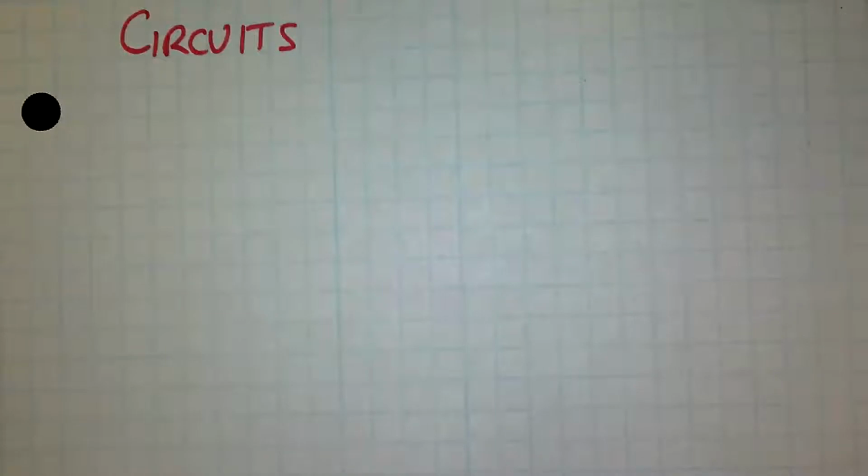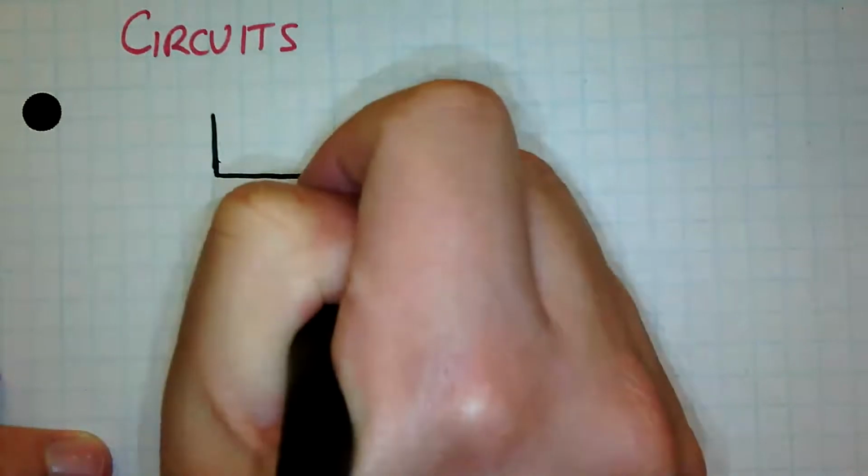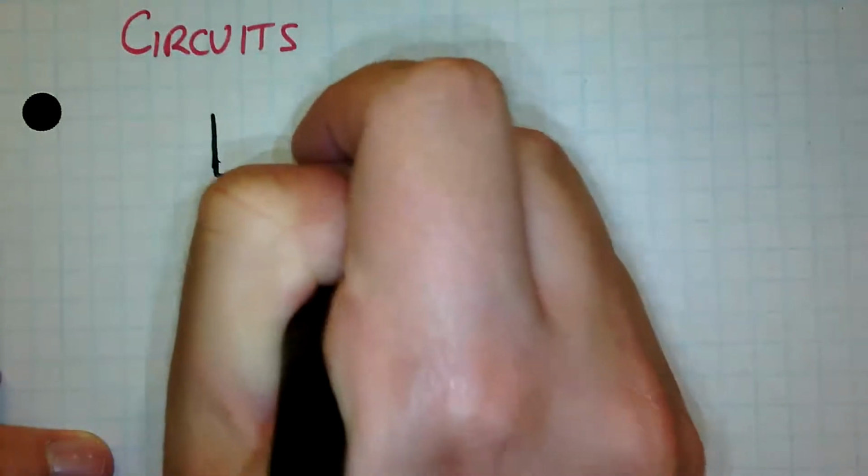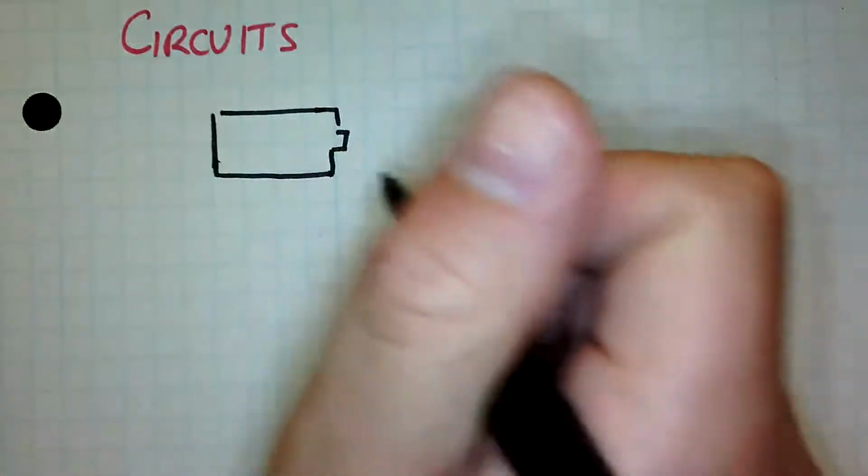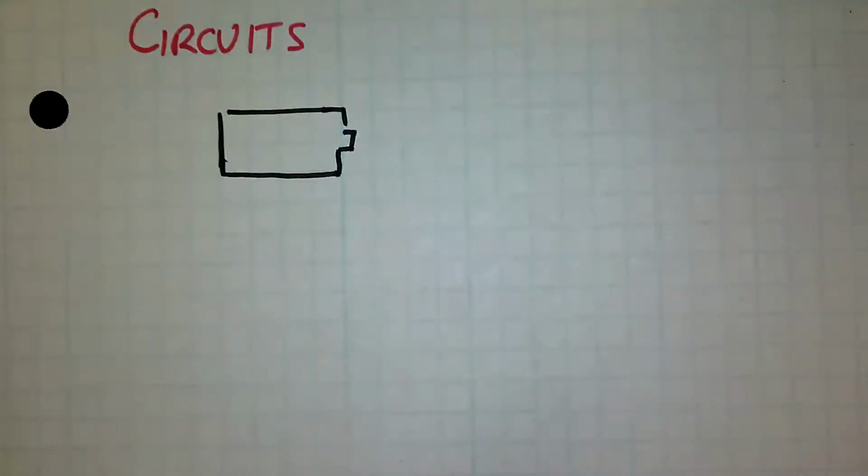So with that idea of the electric field, I want to talk about how a battery can make an electric field, and then how we can harness that electric field to get a circuit. So what I want to do first is I'm just going to start by drawing a basic battery here.